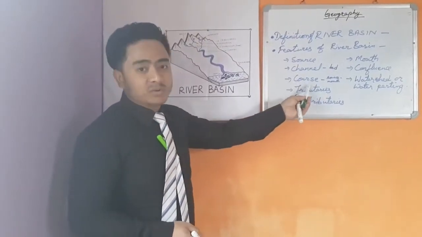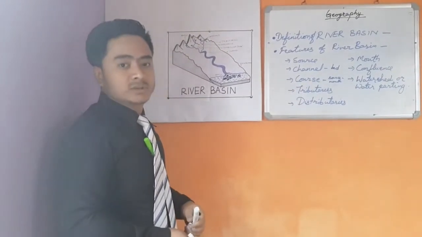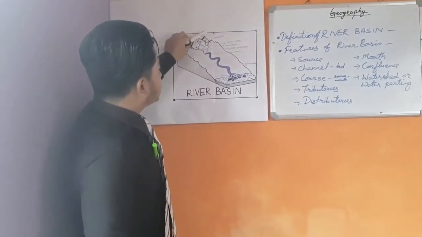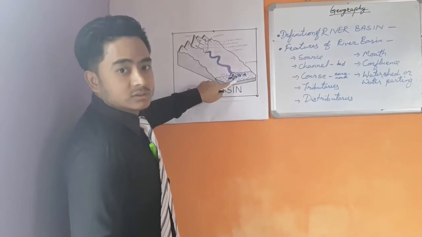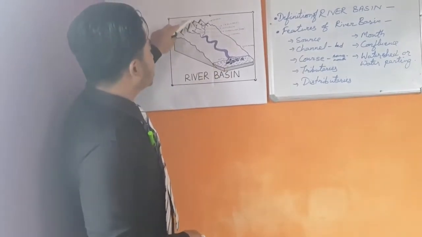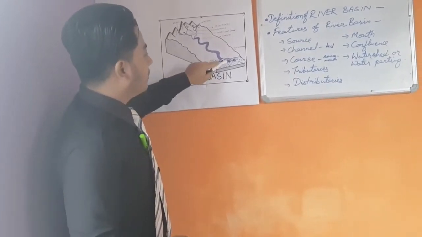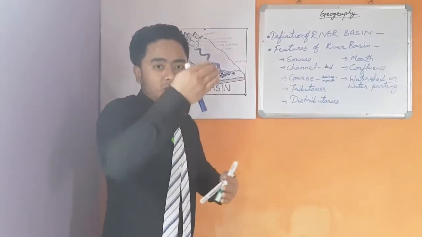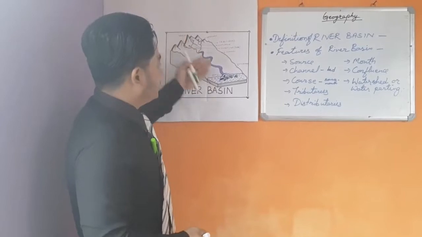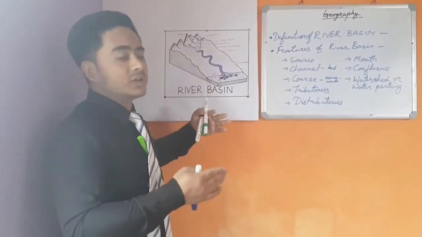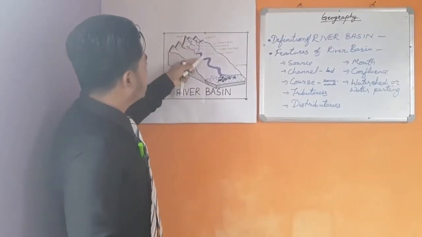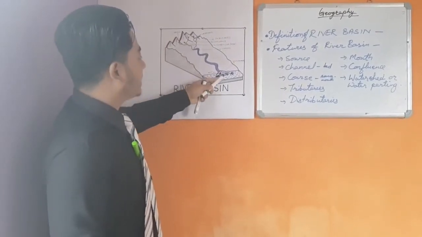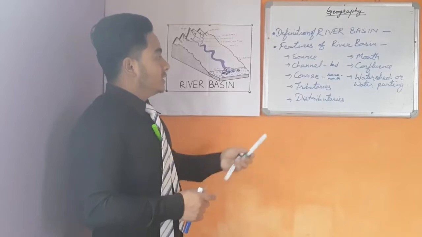And next, the fifth one is course. Course means, as the river originates from the source till the mouth, it flows from the source to the mouth. This is called the course of a river. This whole river flowing area is the course.